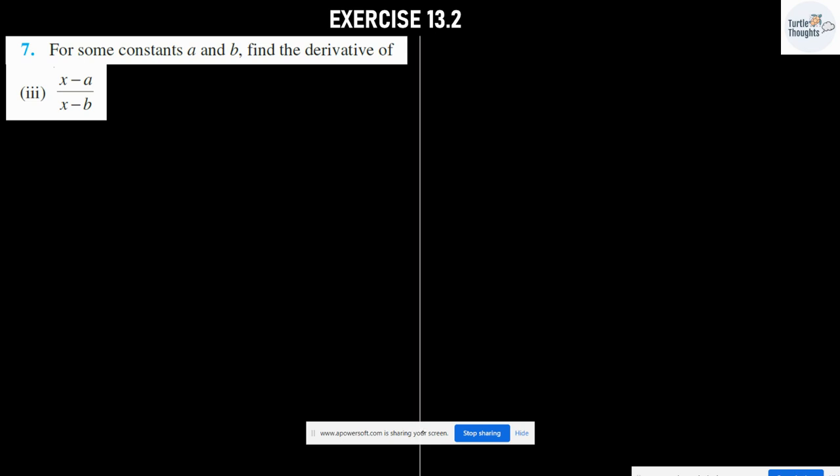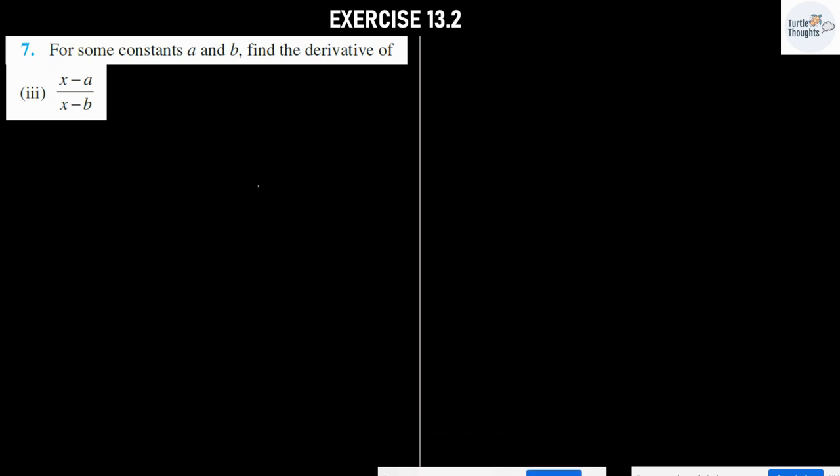Good evening, everyone. We'll continue with the seventh question, third main. For some constants a and b, find the derivative of (x minus a) divided by (x minus b).